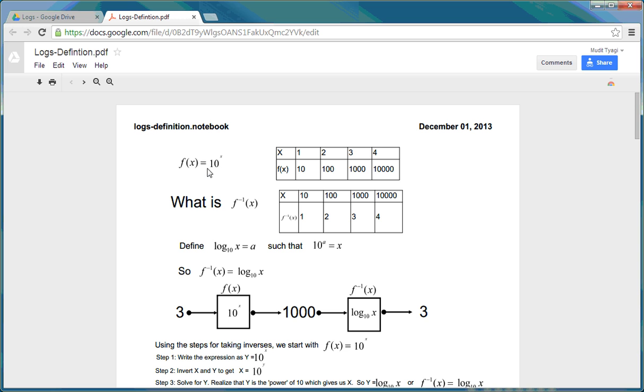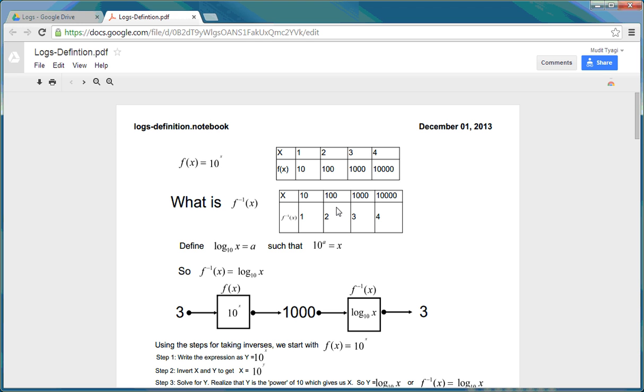So if we consider f of x is equal to 10 to the x, f inverse of x has to be such that if I input this value 10, which is what f of x gives you when x is equal to 1, the output should be equal to 1, which is what I've got represented here in the table that is showing what values f inverse of x produces for different values of x.